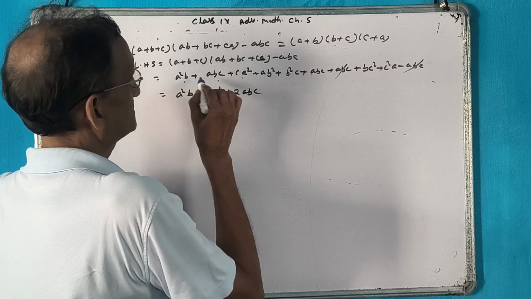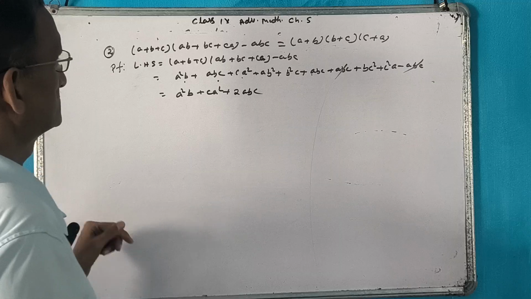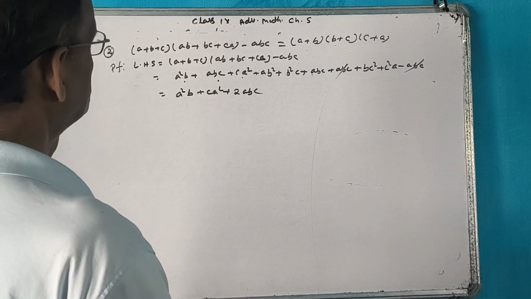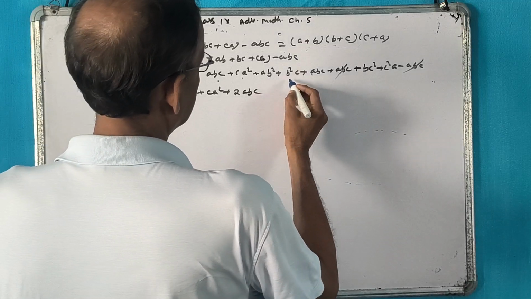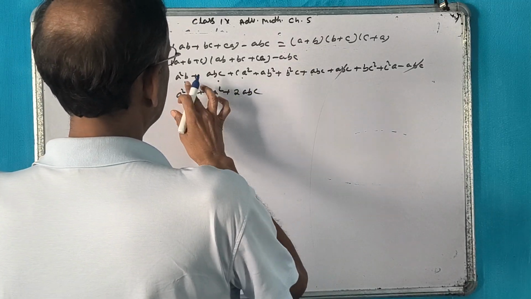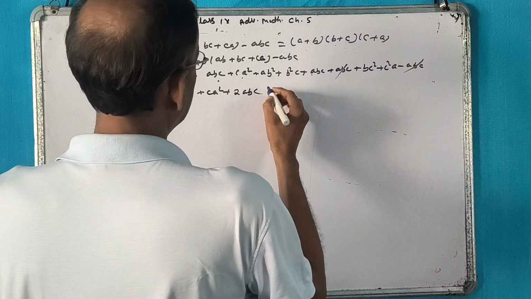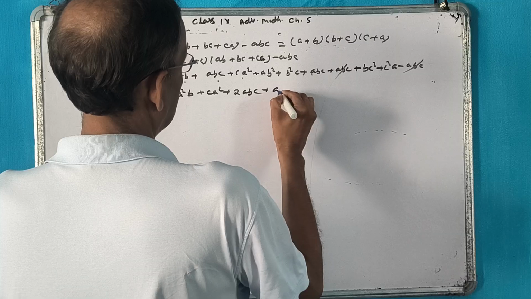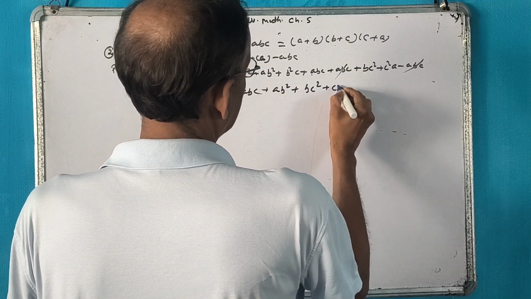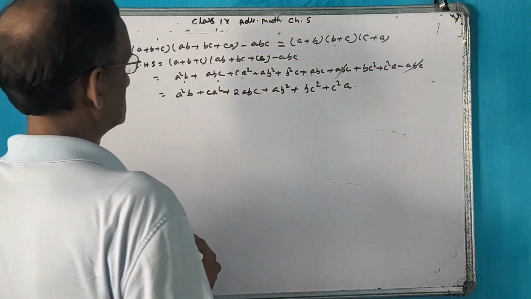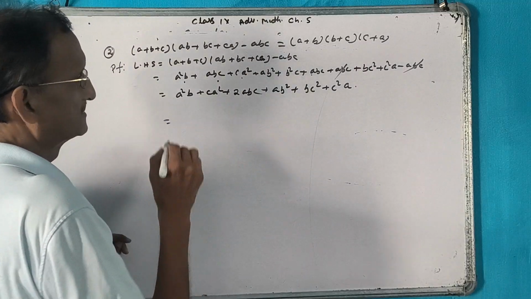We have written this, we have written this. What is not written? a squared b, a squared c, twice abc, plus what is left? ab squared, plus bc squared, plus c squared a, plus b squared c. Okay, how many terms? 1, 2, 3, 4, 5, 6 terms.